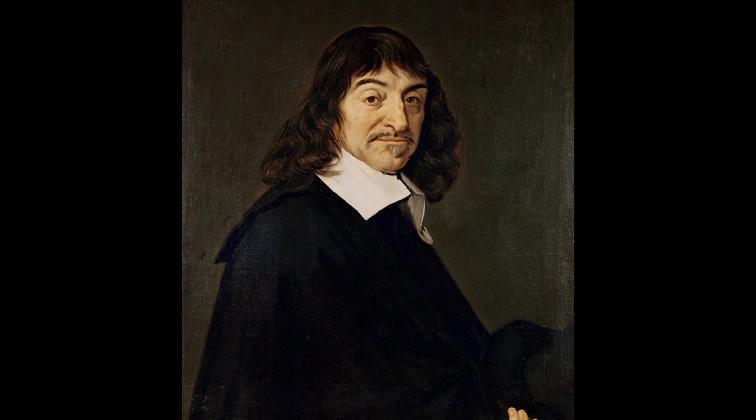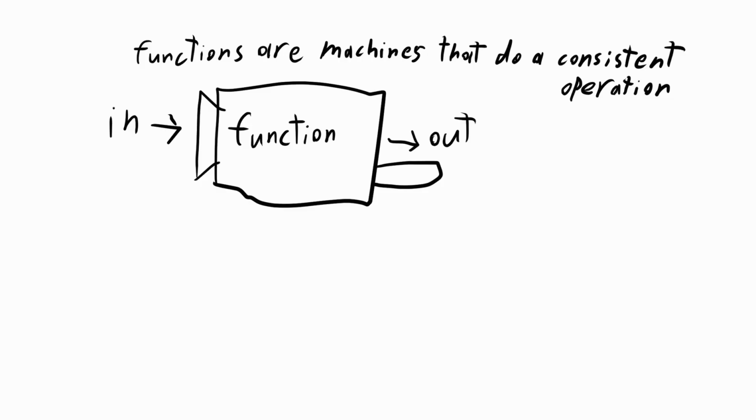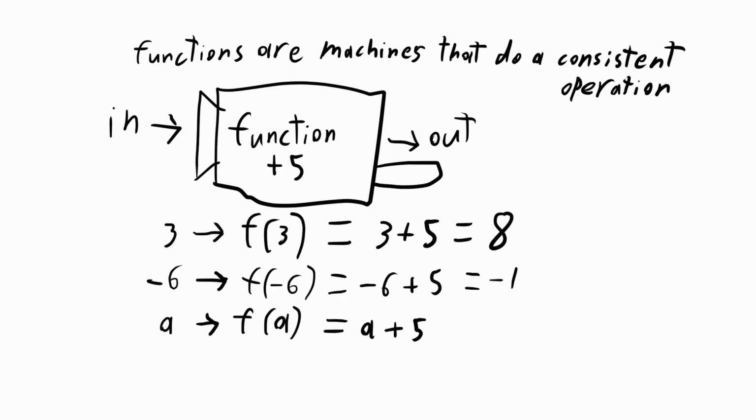Jumping forward 2,000 years, our buddy René Descartes took a break from thinking and therefore being, and now we have the Cartesian plane. It was invented to help visualize functions. You see, functions are machines that do consistent operations. In high school, I learned functions as things with one input and one output, but it's more like in programming, where they can have 0 or more inputs.